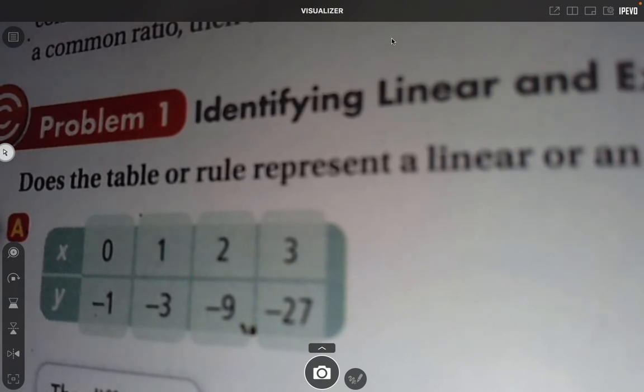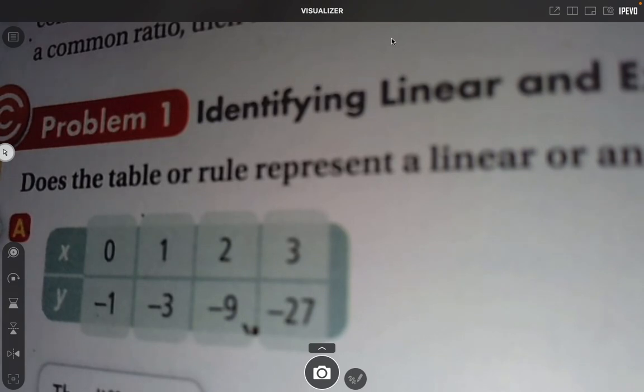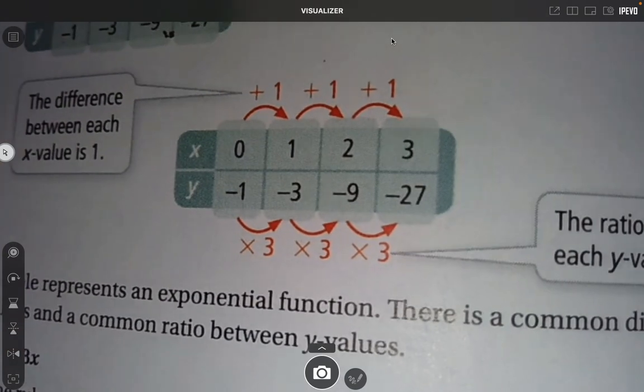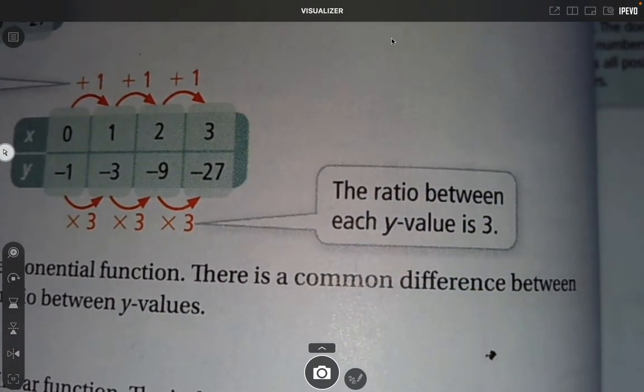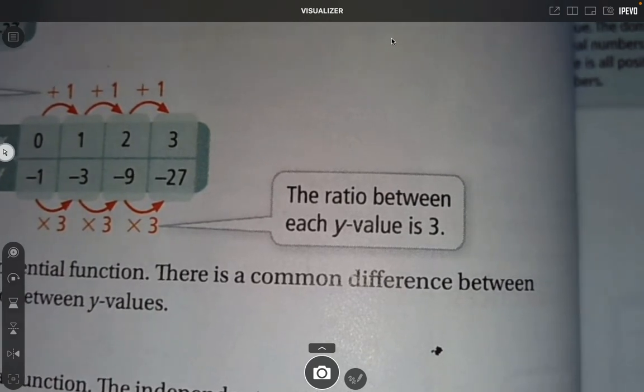This one, if you multiply by 3 every time, that means it's exponential, okay? See how there's a big jump from 3 to 9, and then it jumps a whole lot, 9 to 27. That's going to be exponential. This is what they show y'all right here. It says the table represents exponential because you're multiplying by 3.